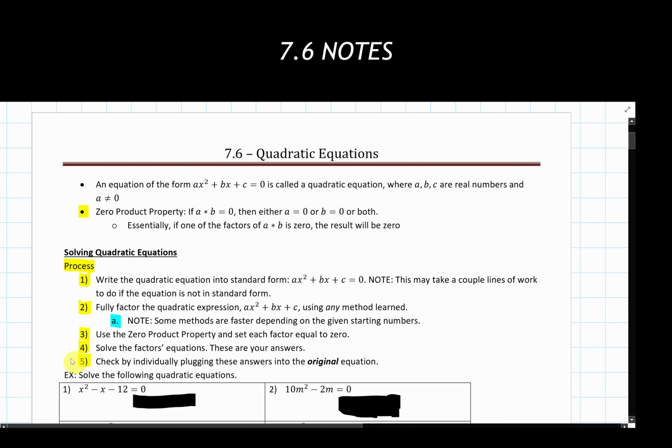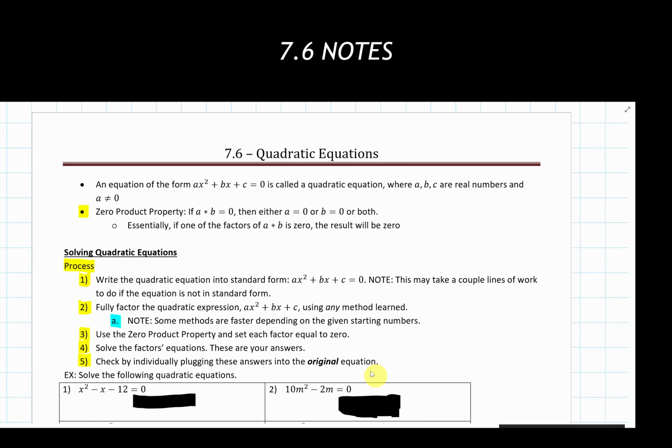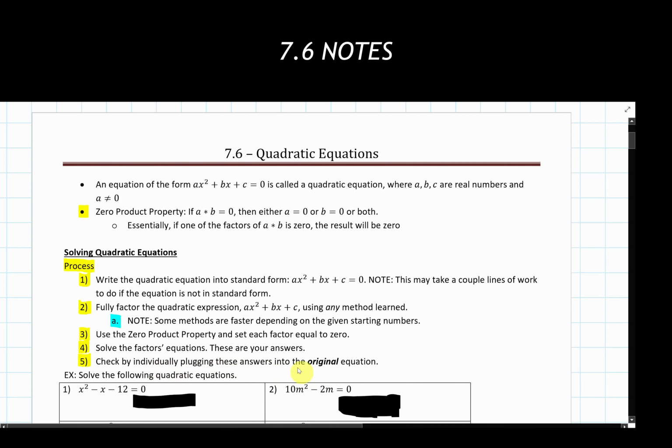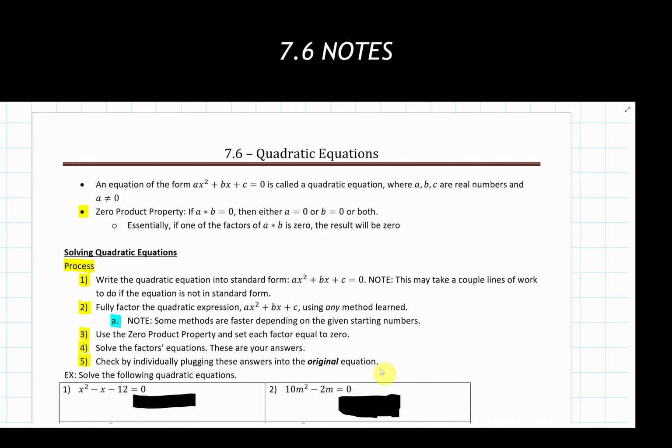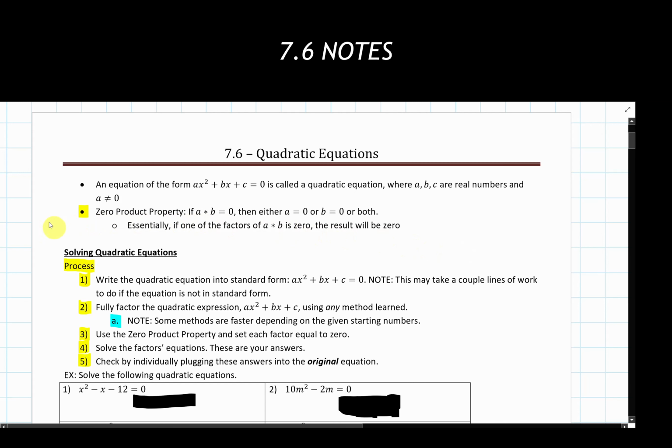And last but not least, we have step 5. We're going to be checking each answer by individually plugging these answers into the original equation. You don't want to plug it into the second step or the third step or the factored step, because maybe something went wrong along the way with that, and we want to make sure we're checking it in the original thing that we've been given. I will also note that when we are checking our answers, you're welcome to use your calculator to do that. That would help speed up the process. I think that's a pretty useful tool that we have at our disposal, and why not use it? So this is our overall process that we're going to be going through and using. We'll take a look at a couple examples now.